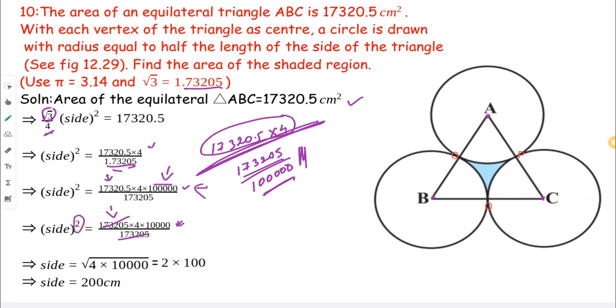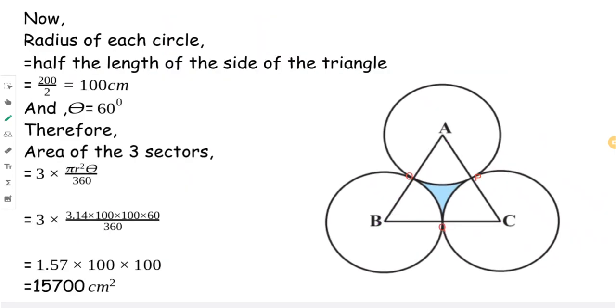Now this square will go to the other side. I'll have a root of, and it's pretty simple, 4 is the square root of 2, then 10,000 is the square root of 100. So that's how we get the side of this equilateral triangle to be equal to 200, which means what will be the radius? Radius OA will be 100, because they said half. So here you can see the radius of each circle equals half the length of the side of the triangle. What did we get the length of the side of the triangle to be? 200. So divide by 2, half, so I'm going to get 100.